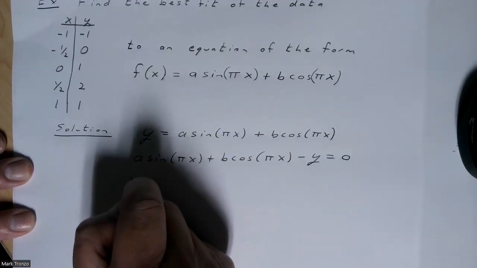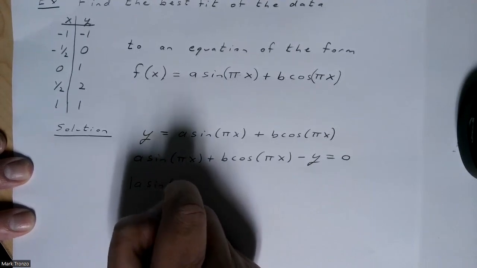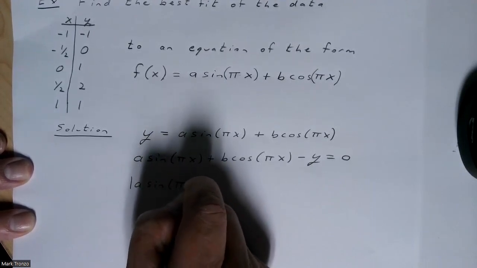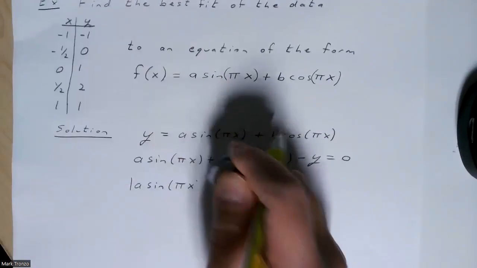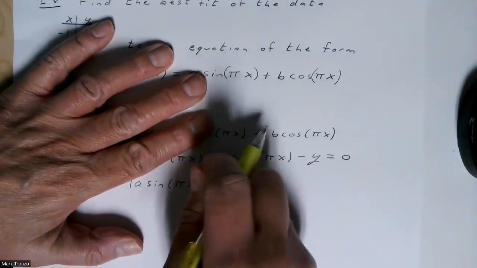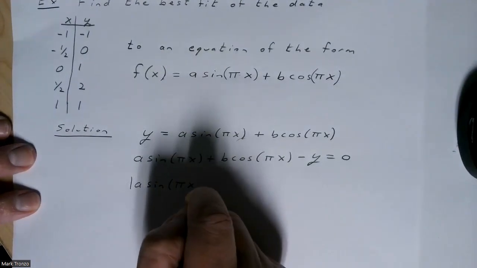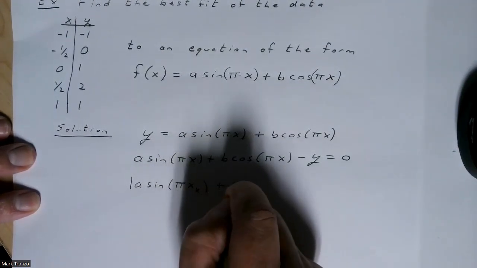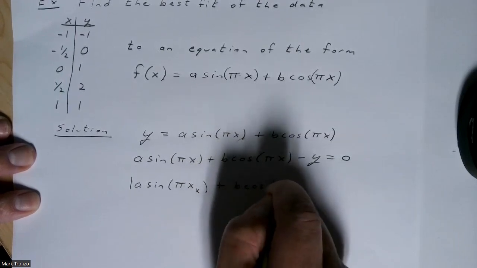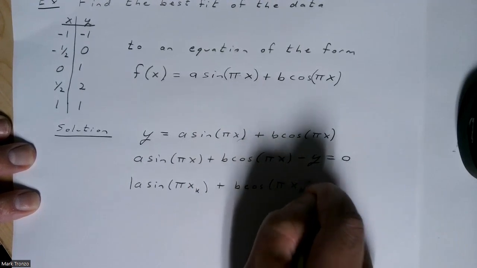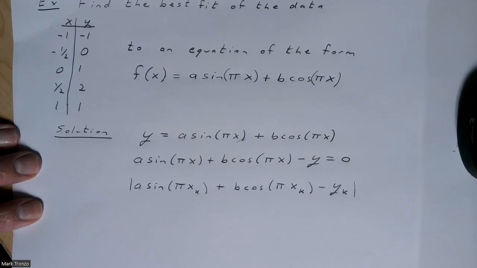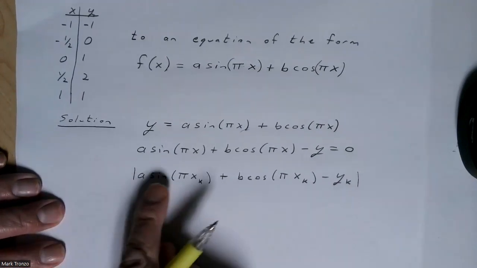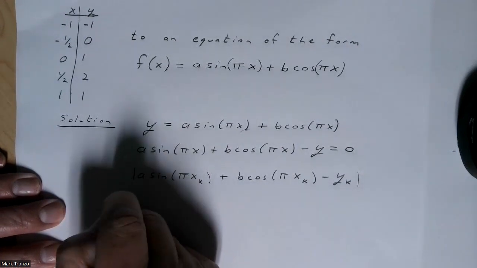And I'll put that in terms like we had for the previous example. And again, let's say for a particular point xk, yk, and once again, we'll put the absolute values like we had before. So this will be our error.